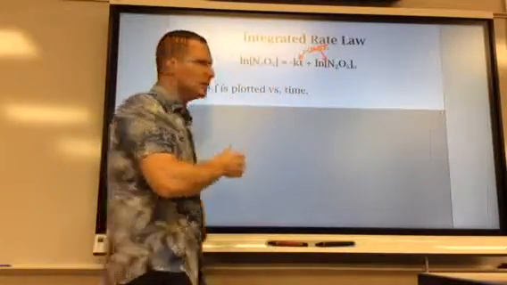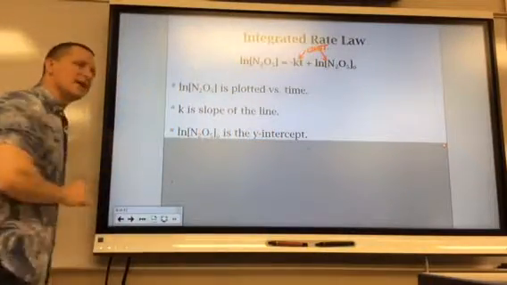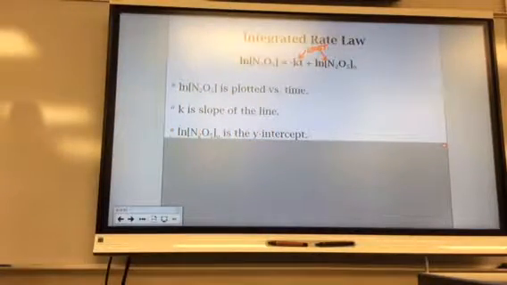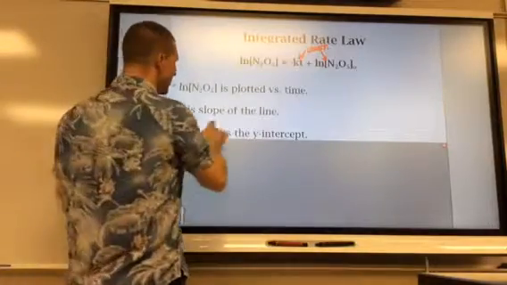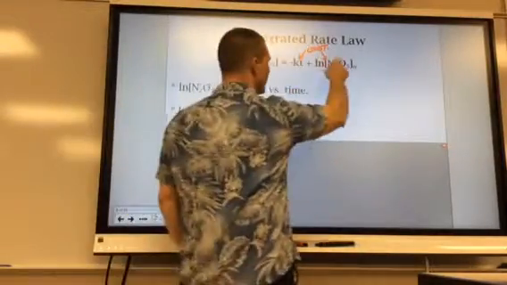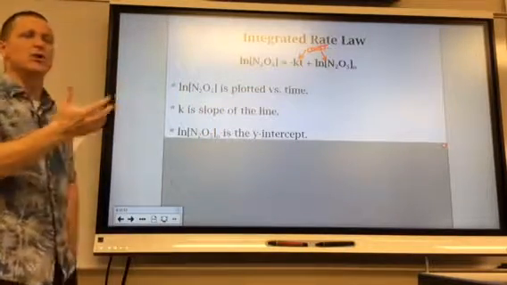All right. So k would represent the slope of the line. Remember, k tells us how fast the reaction is. The bigger the slope, the faster the reaction. And then the natural log of the N2O5 initially, that term right there is the y-intercept. I mean, that's some non-zero number.